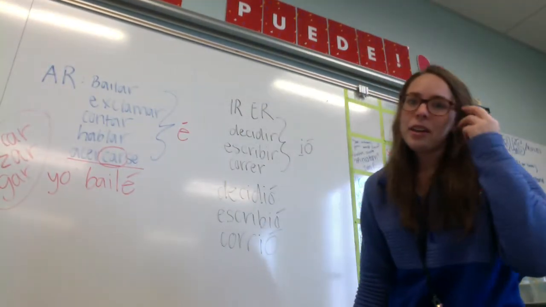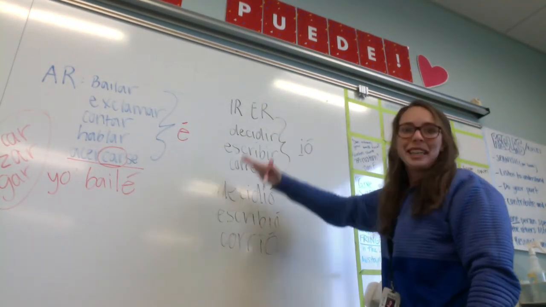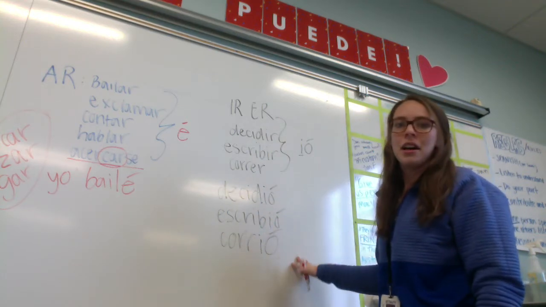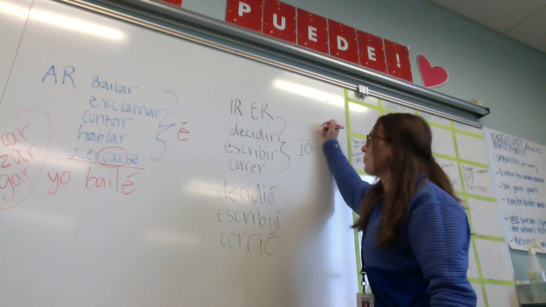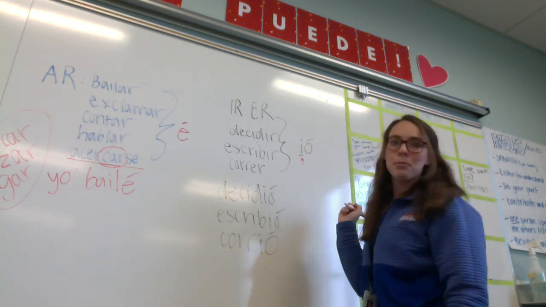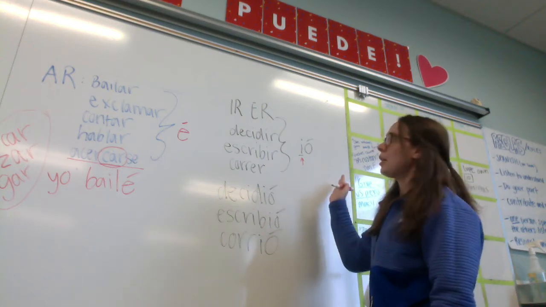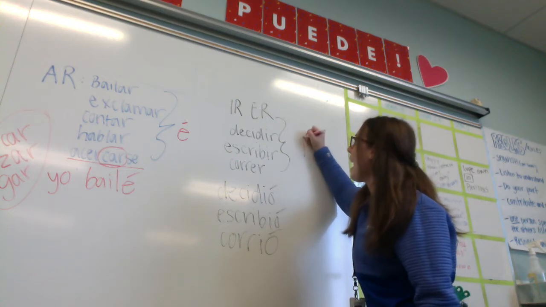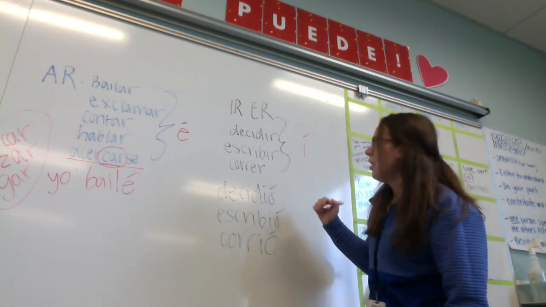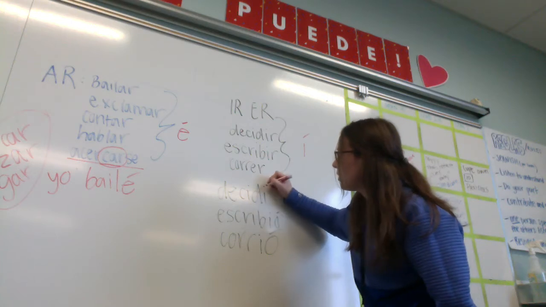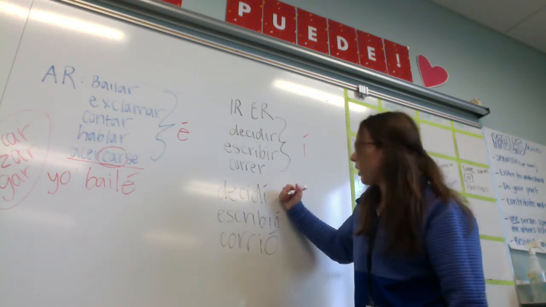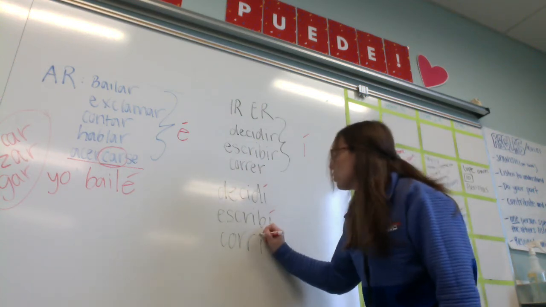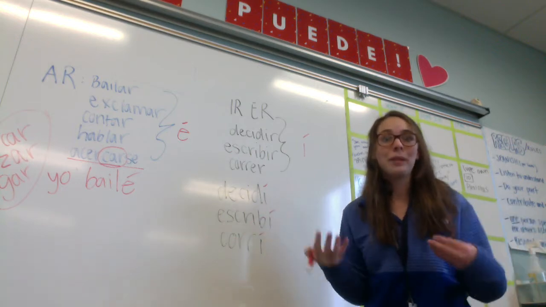Then we come back over here and we have the IR-ER verbs, which for the he, she form had the IÓ. Decidió, escribió, corrió. This one gets really simple. We remember that the I is the marker for an ER-IR verb. So for the yo form, it's just going to be I with an accent. Decidió changes to decidí. Escribió changes to yo escribí, I wrote. Corrió changes to yo corrí, I ran.